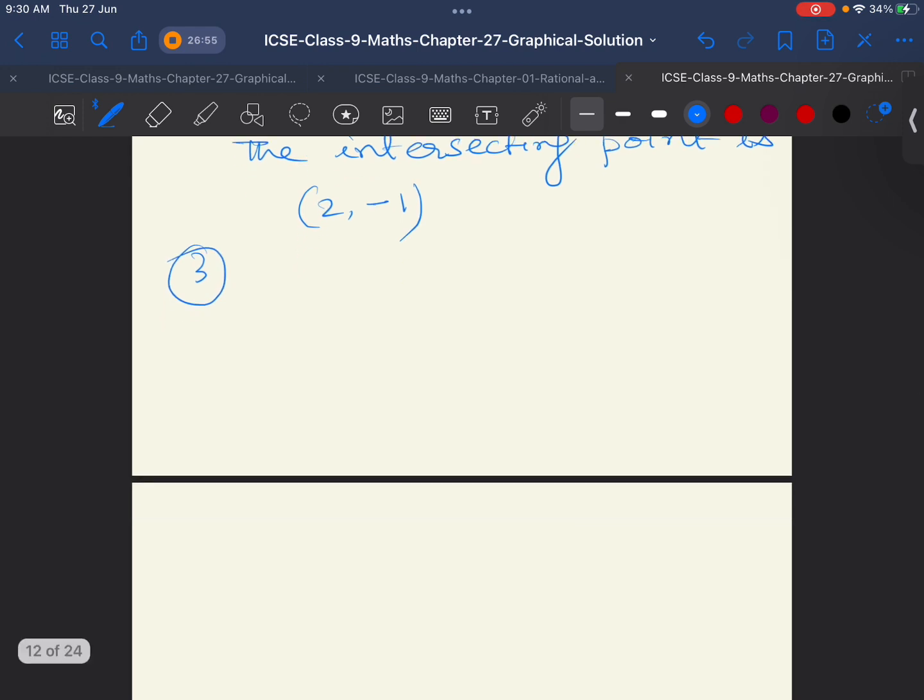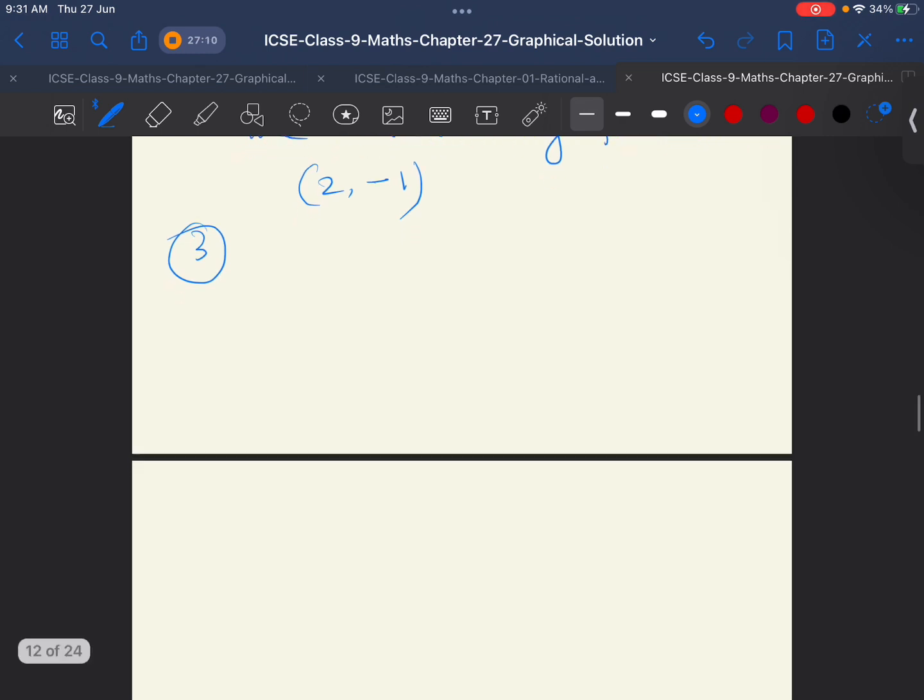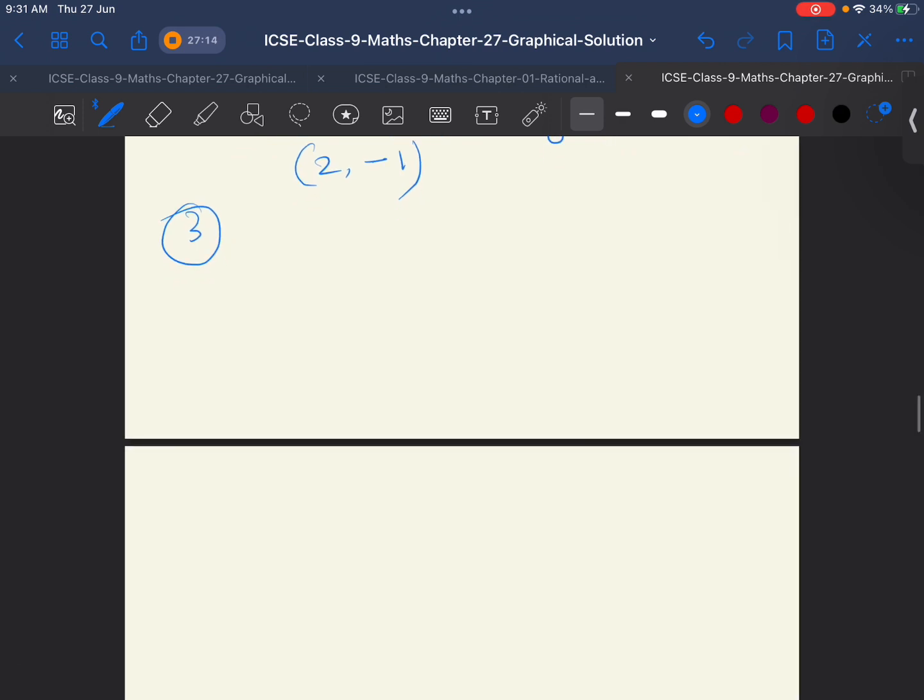So use graph paper for this equation. Draw the graph of 2x minus y minus 1 equals 0 and 2x plus y equals 9 on the same axis. Use 2 centimeter equals 1 unit on both axes and plot only 3 points per line. Write down the coordinates of the point of intersection of the two lines.